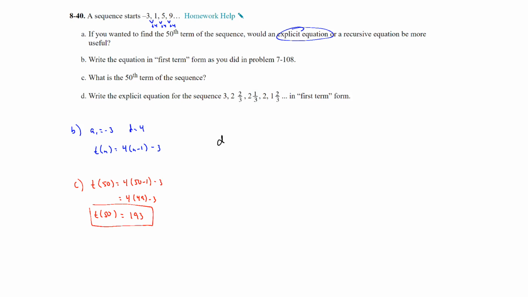And then D, we have a new sequence, and we want to write it in explicit form, once again using the first term. So we know the first term is 3, and then how are we getting from one term to the next? Looks like we go 3, 2 2/3, 2 1/3, and 2. So it looks like we're going down by 1/3 each time. So our common difference is -1/3. So T of n is equal to -1/3 (n minus 1). And then the first term is plus 3.